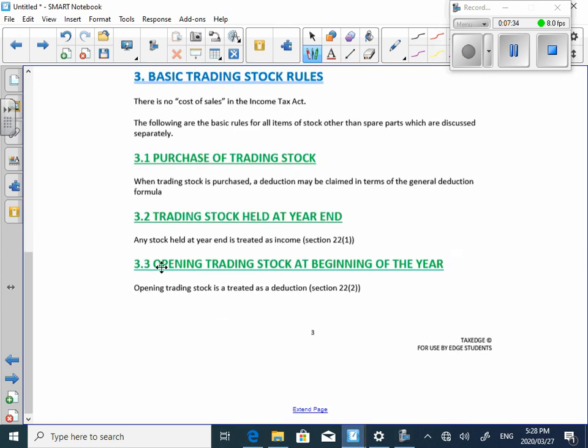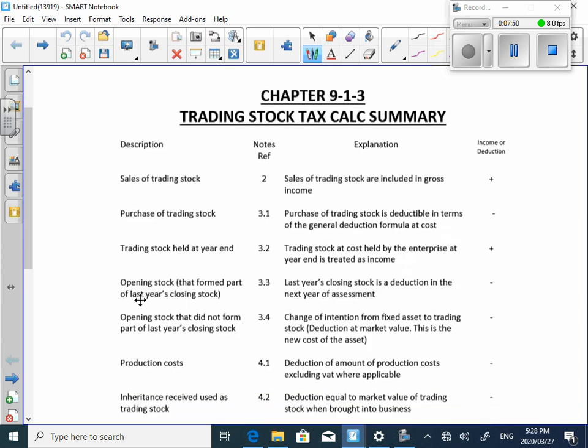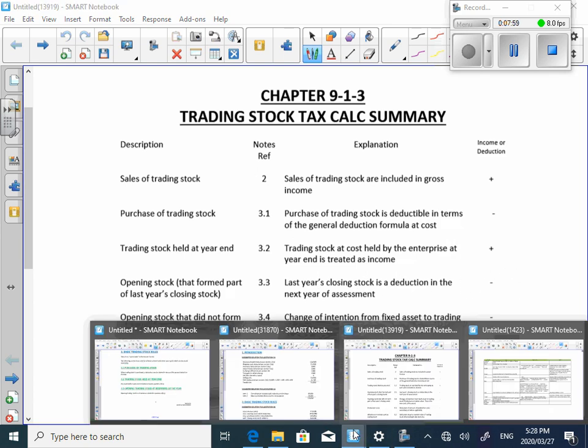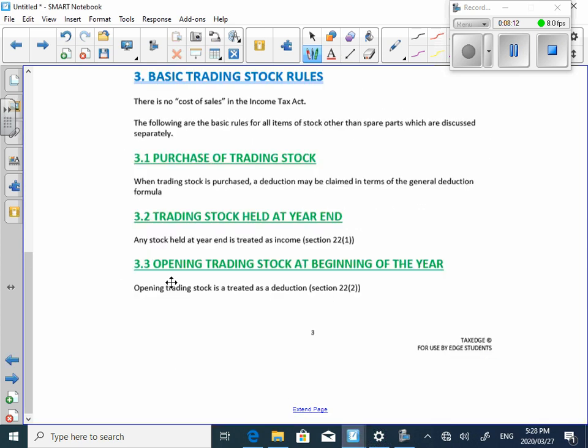Moving on. Opening trading stock at the beginning of the year. Whatever the closing stock was last year is allowed as a deduction. So opening trading stock, which should be last year's closing trading stock, is treated as a deduction, section 22(2). Again, over here, opening stock that formed part of last year's closing stock, 3.3. Last year's closing stock is a deduction in the next year of assessment. There it is. It's a minus. Okay. So just going through this as a summary: sale, income; purchase, deduction; trading stock at year end, income; opening stock, a deduction. And you need to remember how to actually do all of this.